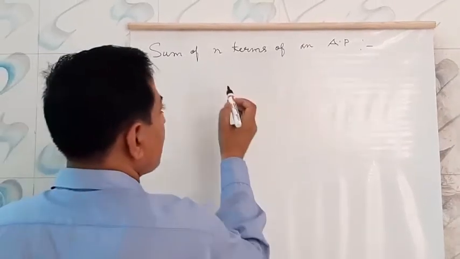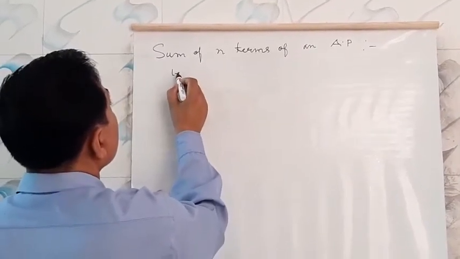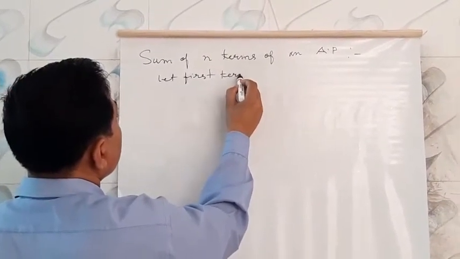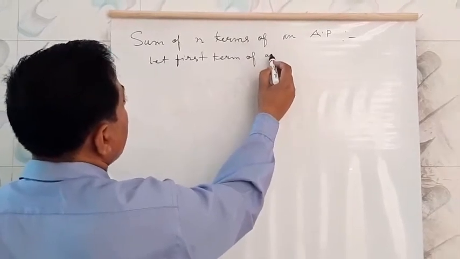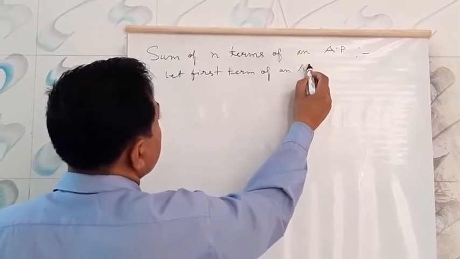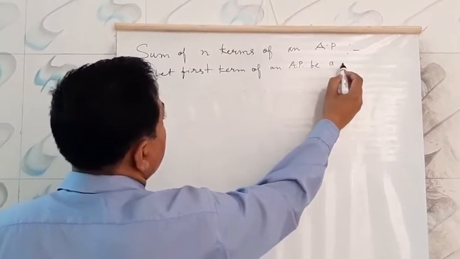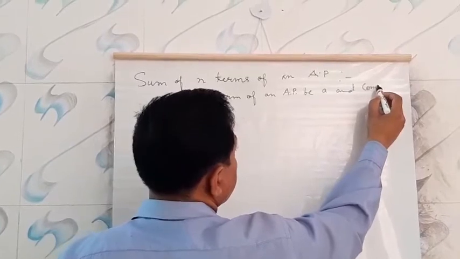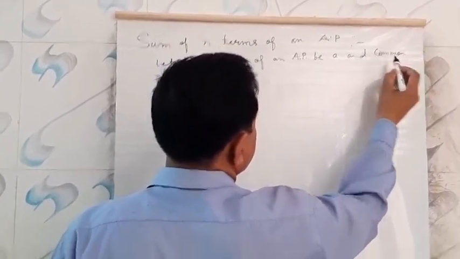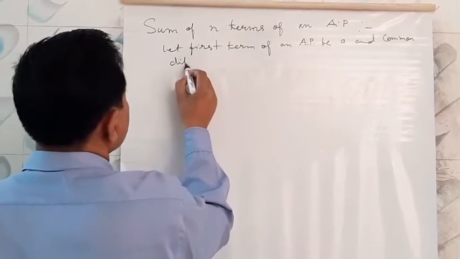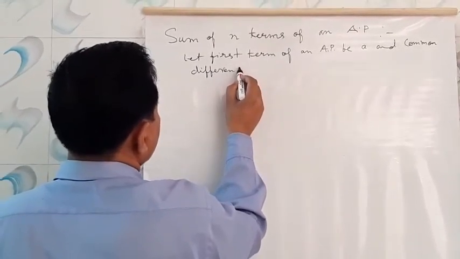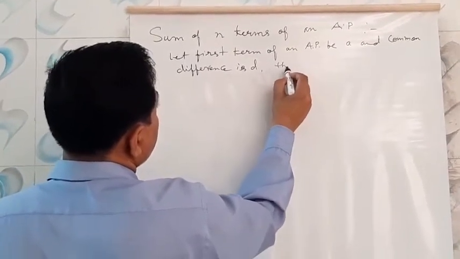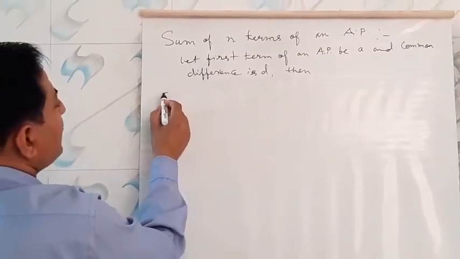Let the first term of an AP be A and the common difference be D. Then what will be the sum of the n terms?